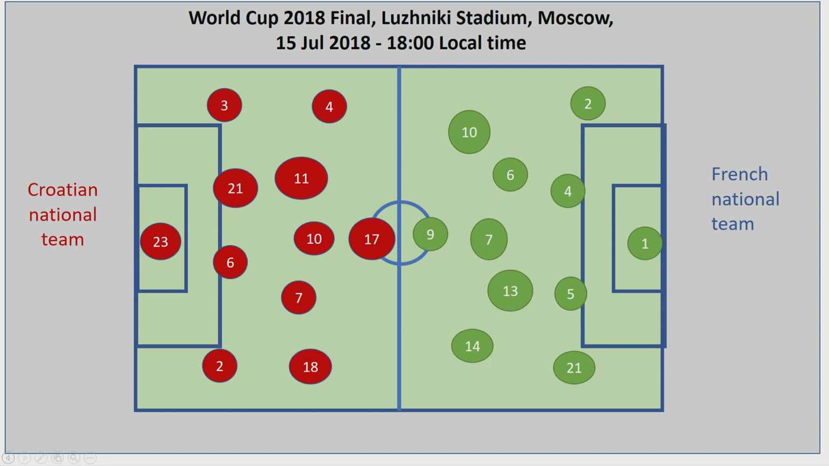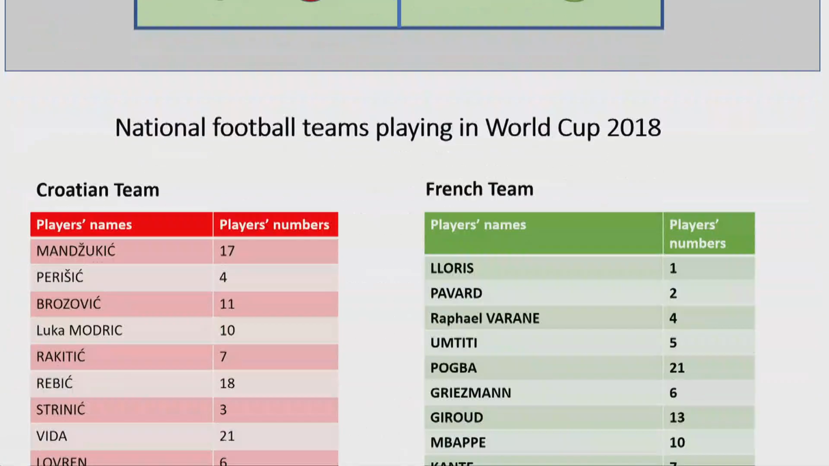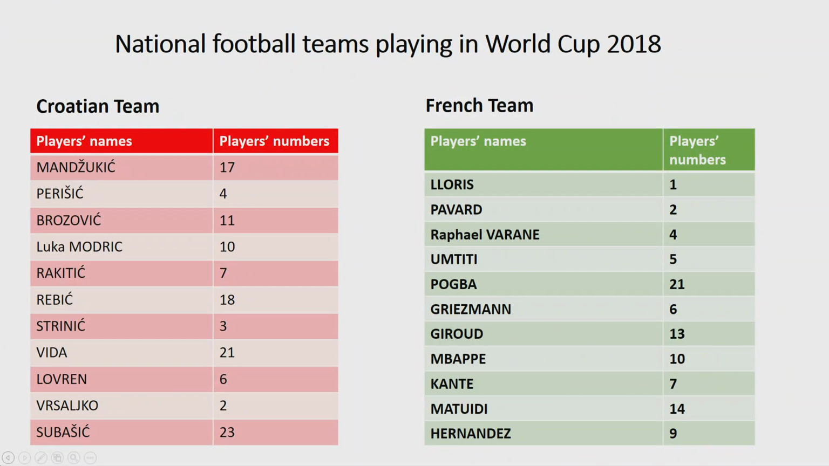I will explain now the concept of a function with a real-life example of football teams. We consider two football teams that played in the final match of the Football World Cup 2018. On the left-hand side, there is the Croatian national team, and on the right-hand side, we see the French national team.